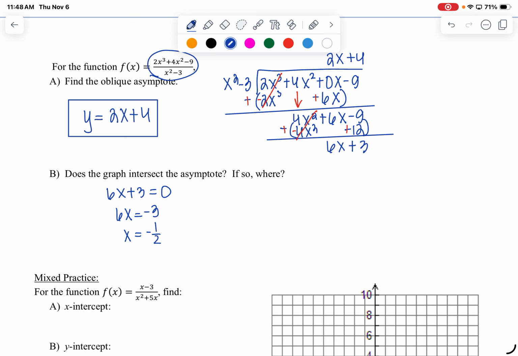Now I need the y value, so I'm going to plug in negative 1/2 into my horizontal asymptote or the function. Horizontal asymptote is easier. Plus 4, and I get y equals negative 1 plus 2 is 3. So does it cross the asymptote? Yes. Where? At negative 1/2, 3.